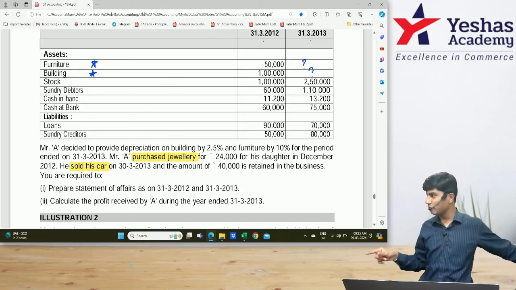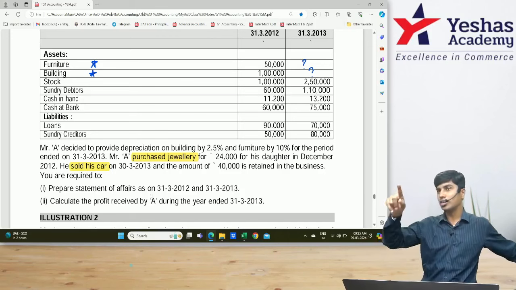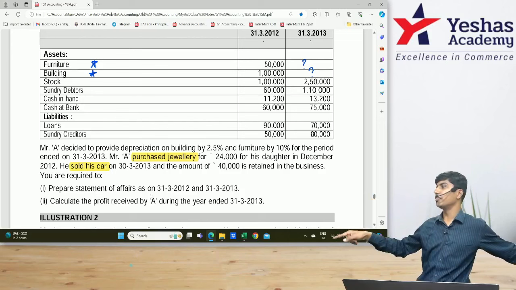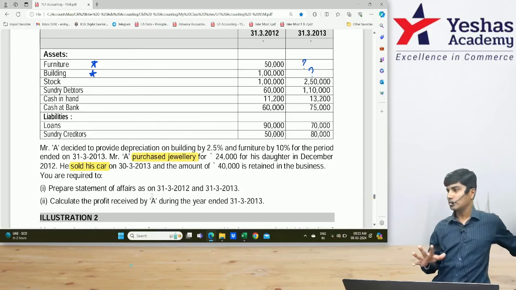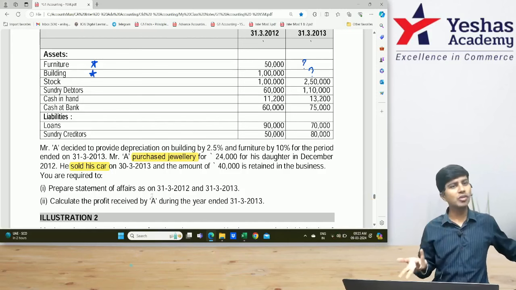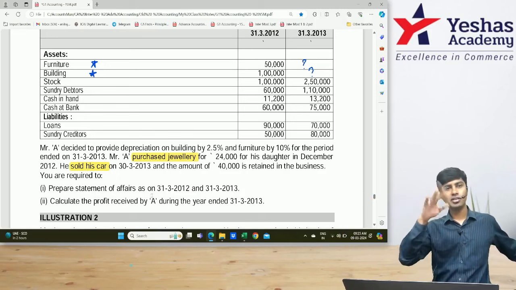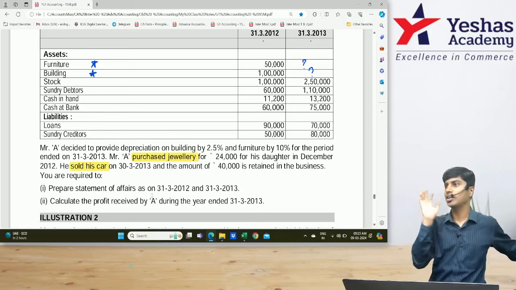See, a lot of indirect information they'll give. You should think, okay, daughter's wedding, they bought jewelry, 24,000 drawings. They could have straight away told drawings 24. They won't tell like that. They'll tell stories. From the stories, you'd have to pick the transaction and record it.